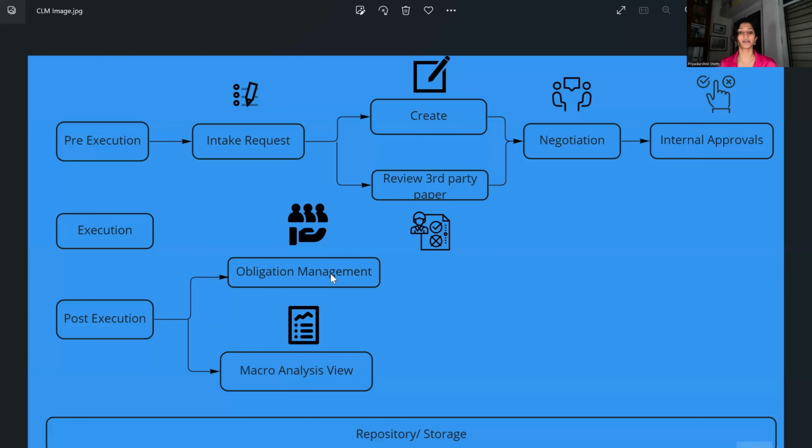I need to answer what is the method of storage that I want to have in place for the entire contract lifecycle management process. That needs to be very clearly laid out even before you look at a repository tool, because you need to know what types of folders you want, what types of subfolders you want within each of those folders, and who is going to have access to each of these different folders.